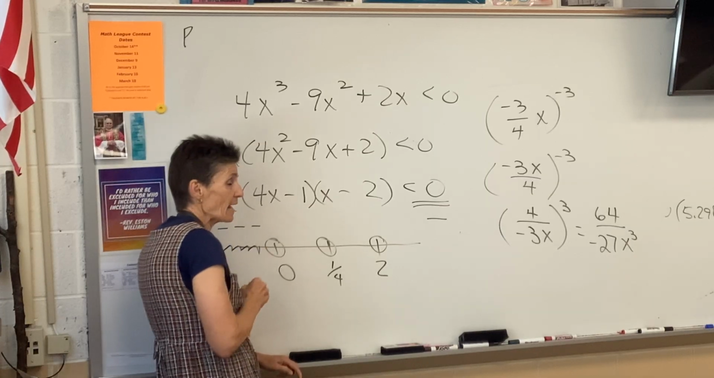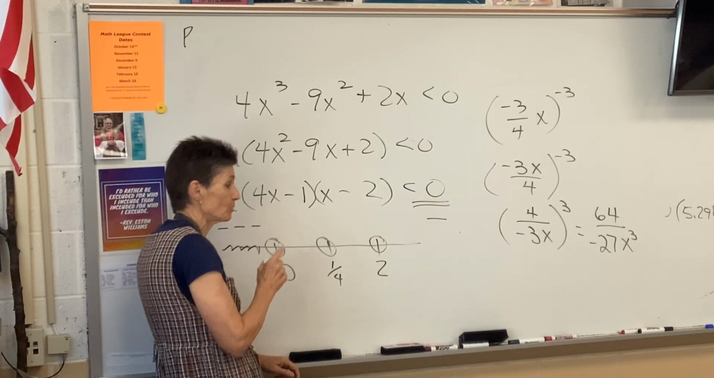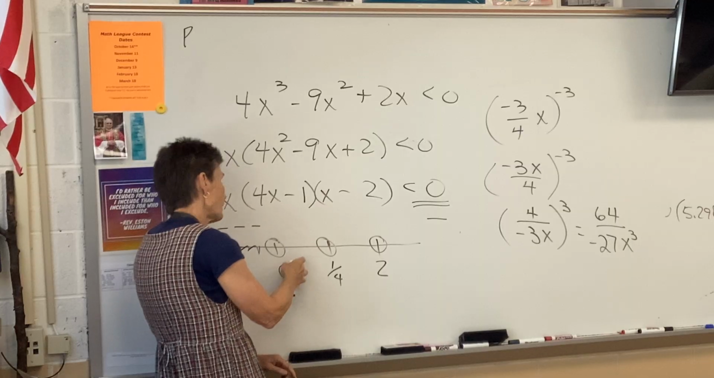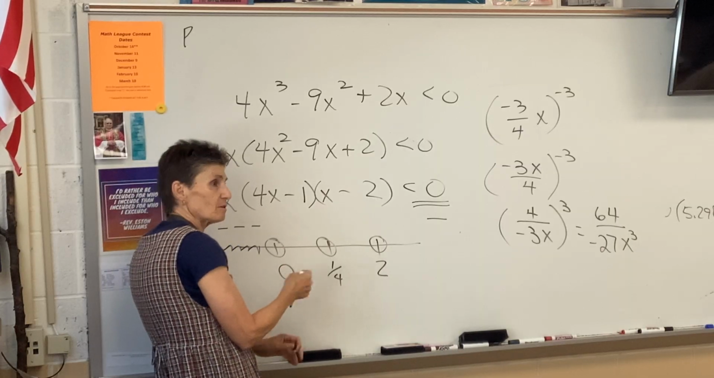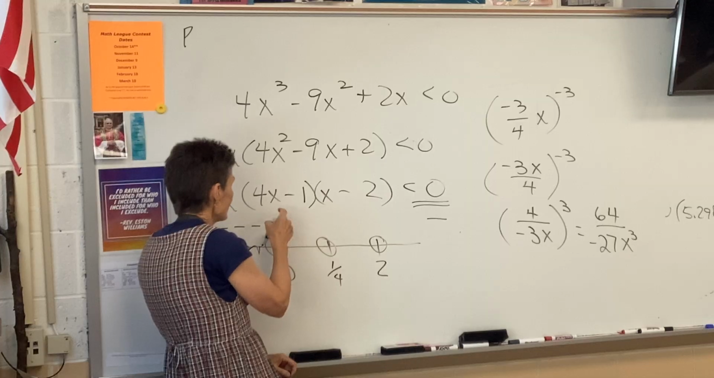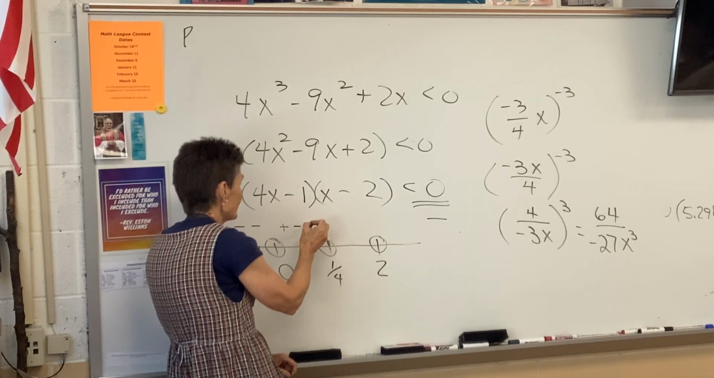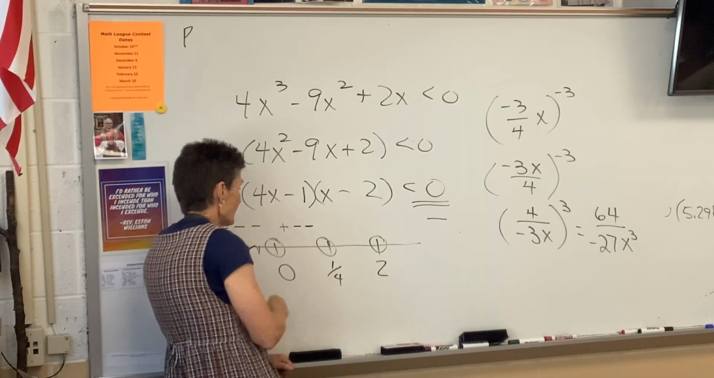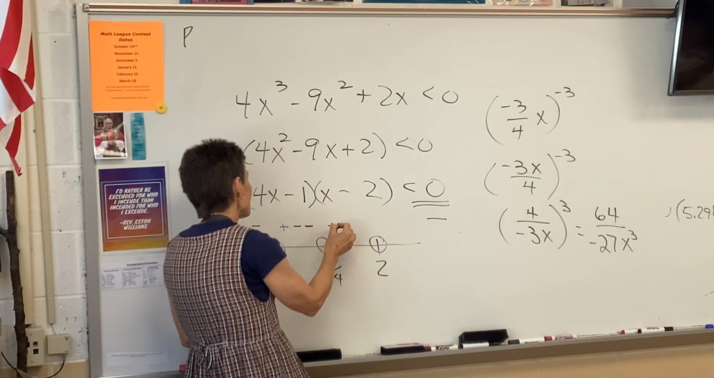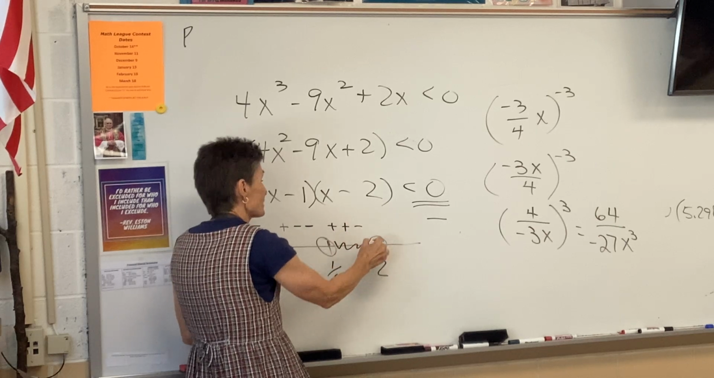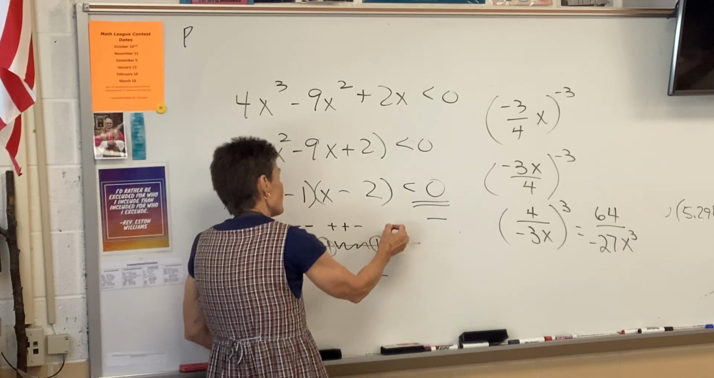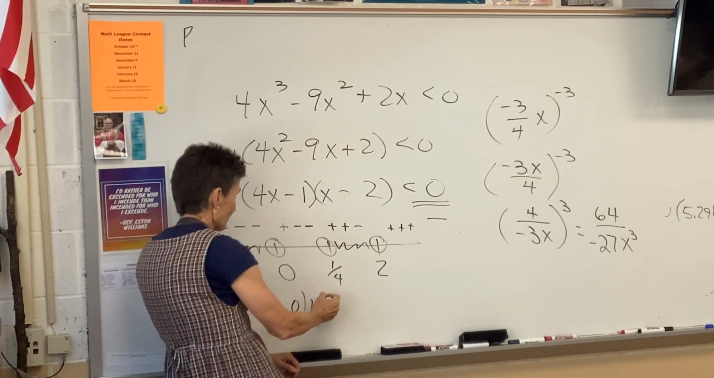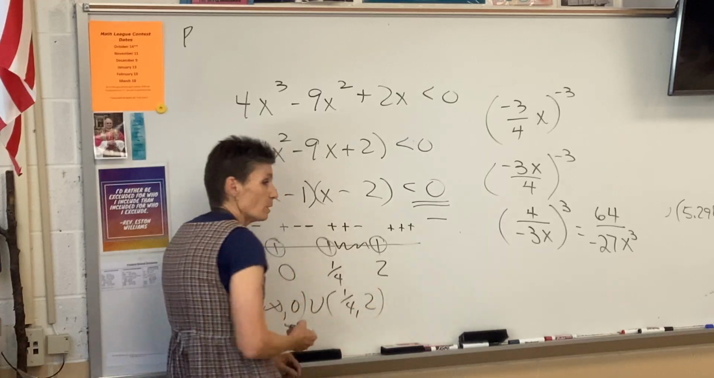Now you know what's going to happen because you've done a lot of these problems too. You know we're going to alternate our shading. But if I have to show my work, I'm going to pick a number like 1/8. That would give me a positive, a negative, and a negative. And that's going to multiply not to the negative, so I'm not going to shade there. And I'll put 1 in, positive, positive, negative, that works. And then 3 gives me a positive, that doesn't work. So negative infinity to 0, and 1/4 to 2.